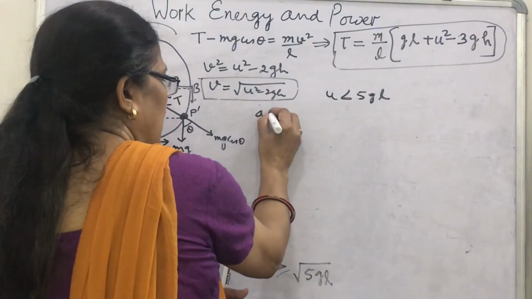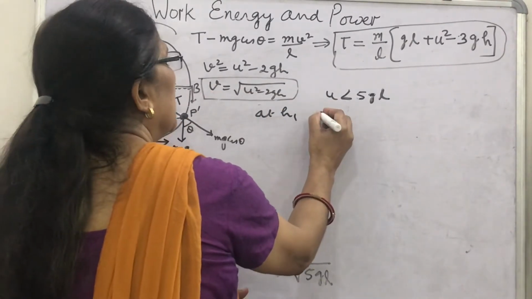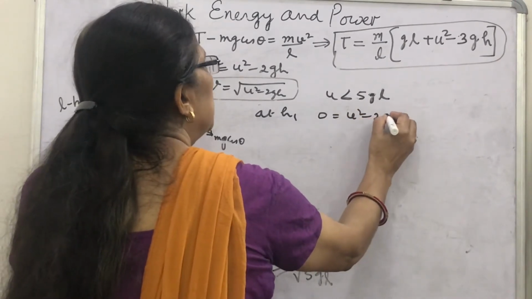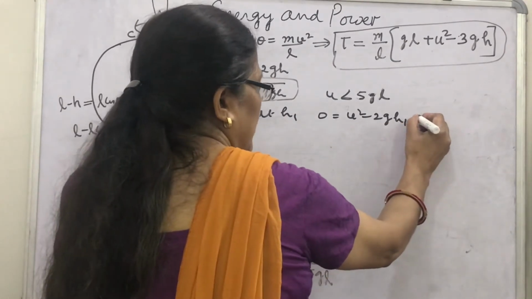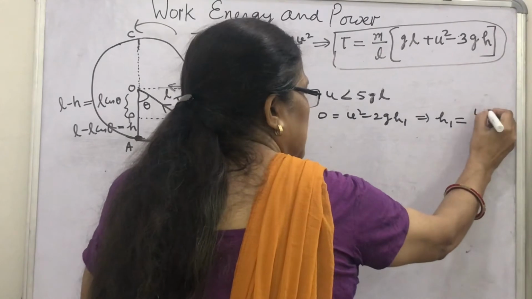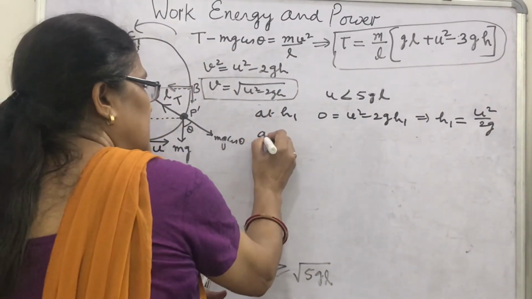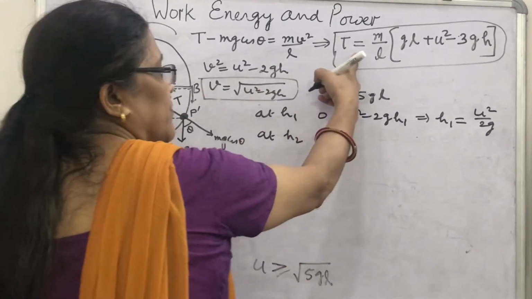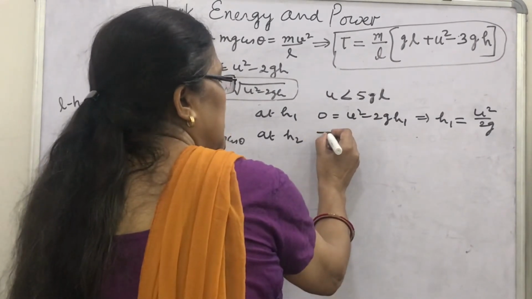Let at height h1 the velocity become 0. Then 0 equals u square minus 2gh1. Then what will you find here? At height h1, the velocity becomes 0. This is u square upon 2g. And let tension become 0 at height h2. Then from the tension equation you will find that at h2, T becomes 0.